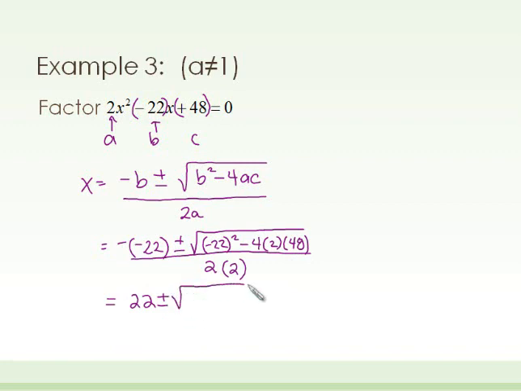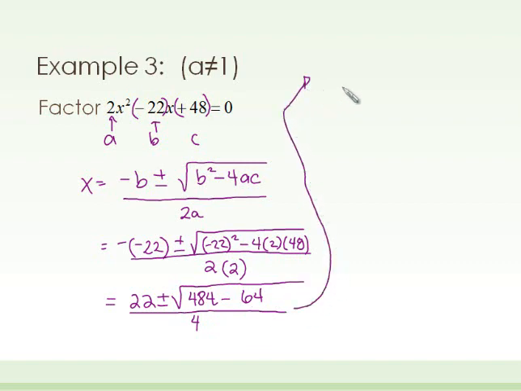So square root, we have 22 squared, which is 484, minus 4 times 2 times 8 is 64. So we're going to take all of this and divide it by 2 times 2, which is 4. So let's simplify the square root. I'm going to go ahead and move up here so we have more room.